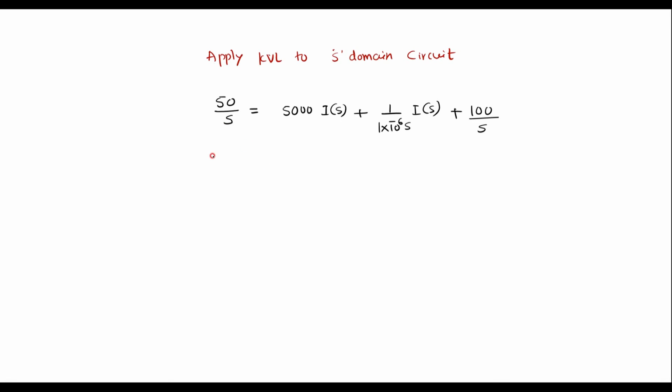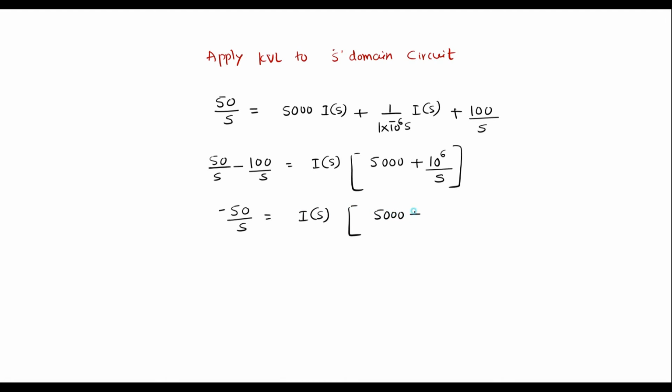Now let me simplify this. We have 50 by S minus 100 by S is equal to, I'll take I of S common here, so I can write it as I of S into 5000 plus, taking 10 power minus 6 to the numerator, it will become 10 power 6 divided by S. So here I can simplify, I can write it as minus 50 by S is equal to I of S into 5000 plus 10 power 6 by S. Further I can represent it as I of S is equal to minus 50 divided by S, divided by this whole term, that is 5000 plus 10 power 6 by S.